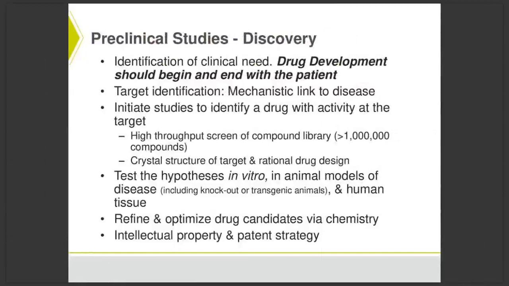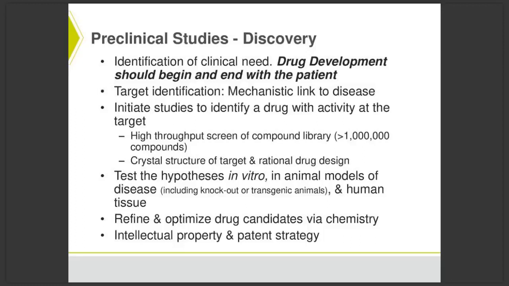To start with our preclinical studies, we'll start with the discovery phase. But the one thing that everyone needs to keep in mind, regardless of what part of the process you're involved in, is that drug development should begin and end with the patient in mind. So when we are trying to figure out what goes on in these patients, we have to have some sort of mechanistic link to the disease that we are trying to target. That way, when we look for a compound identification that might have some sort of activity at that mechanistic target, we're able to figure out which drugs we should actually try to target with.